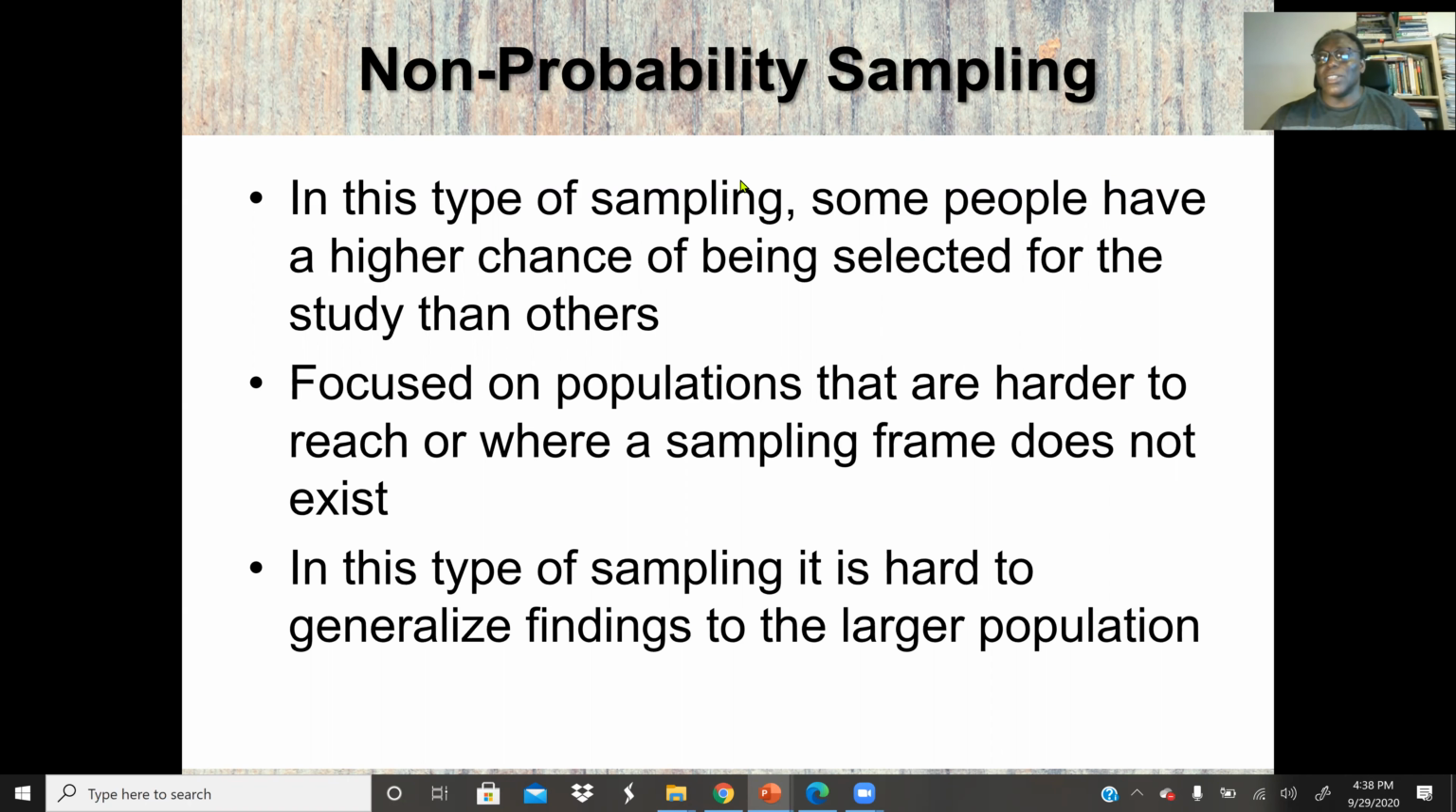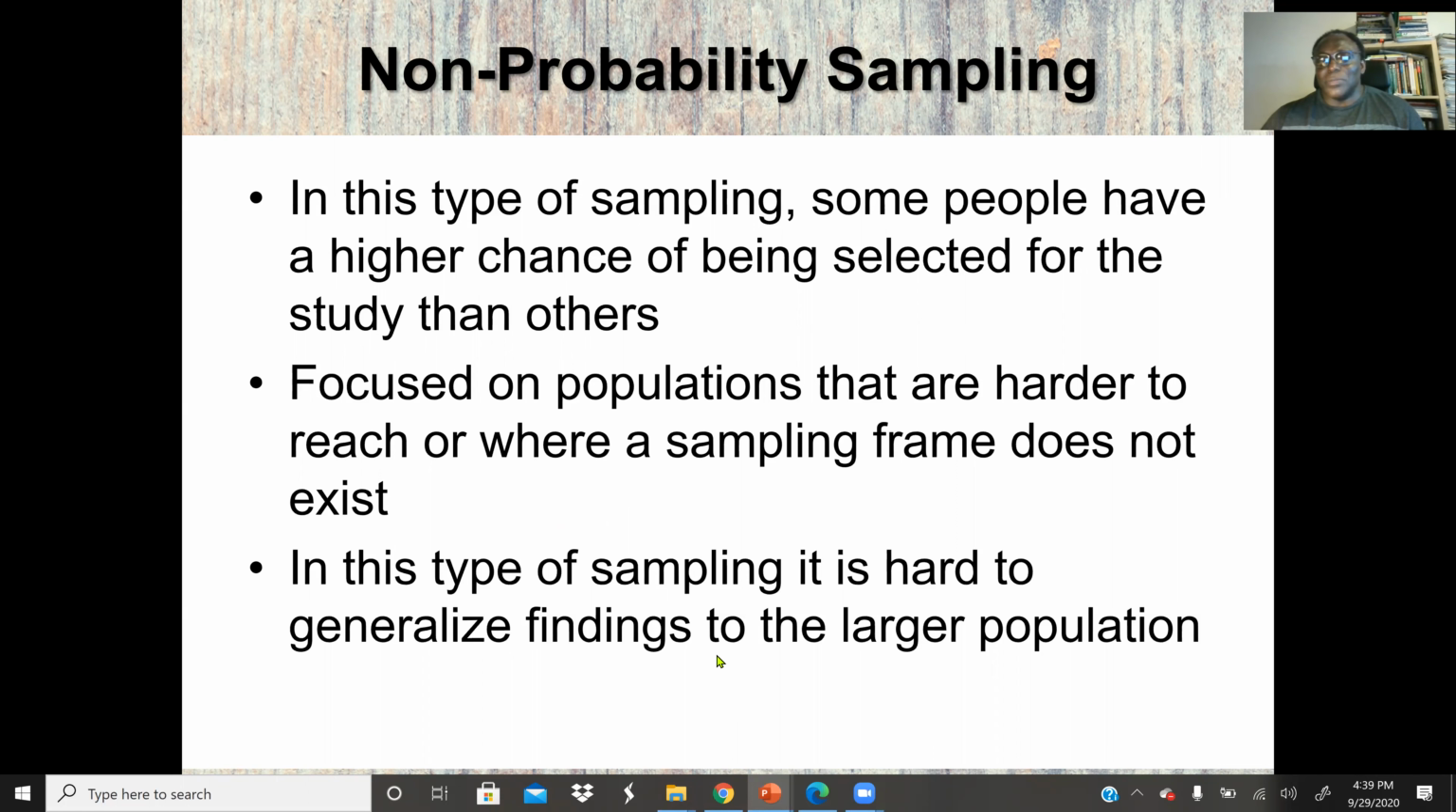So with non-probability, there's a cheating. Some people may have a higher chance of being selected, maybe based on some criteria, and some people may have a lower chance of being selected. But with probability sampling, everybody has equal chance of being selected. So the focus on population that are harder to reach or where sampling frame does not exist, that's the best method of using non-probability sampling. We don't have the sample frame, and also the focus on population that is very hard to reach. So we use, again, non-probability.